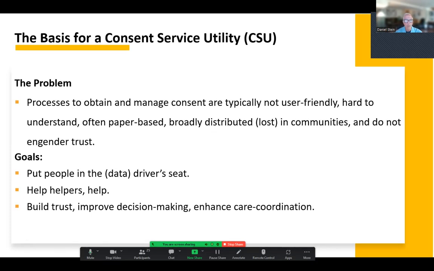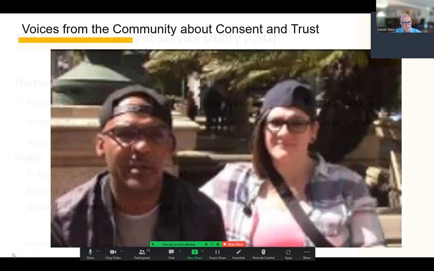We want to help helpers help. I heard that, that's not unique, but I thought it was really representative of what we're trying to do. Those people out there trying to connect the dots and provide services at the granular service level. And importantly, building trust, improving decision-making, and enhancing care coordination is at the foundation of this work.